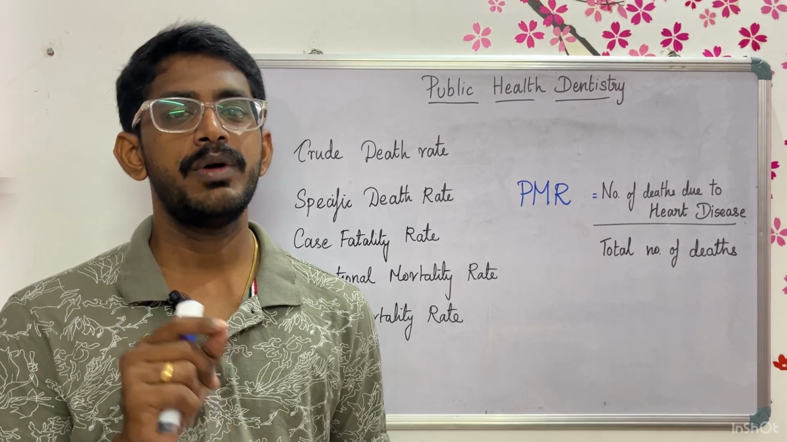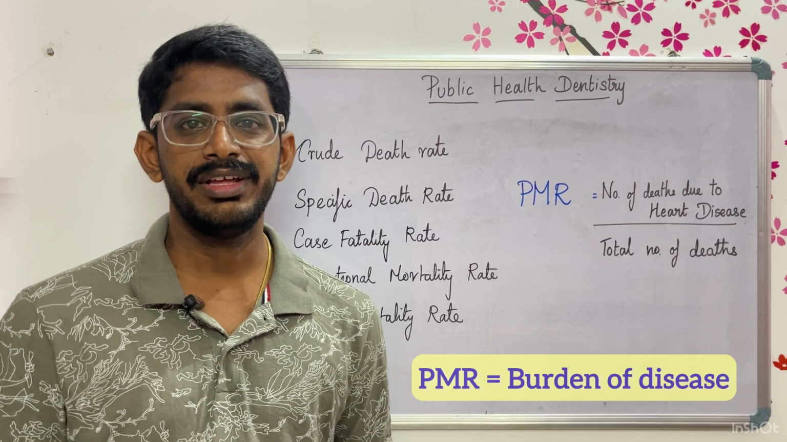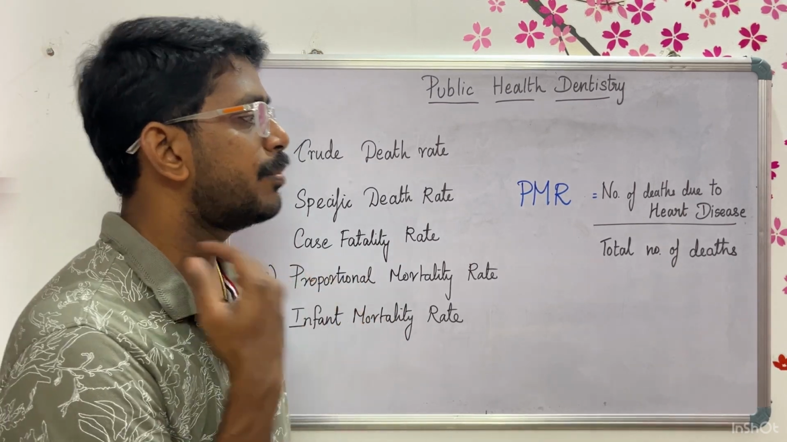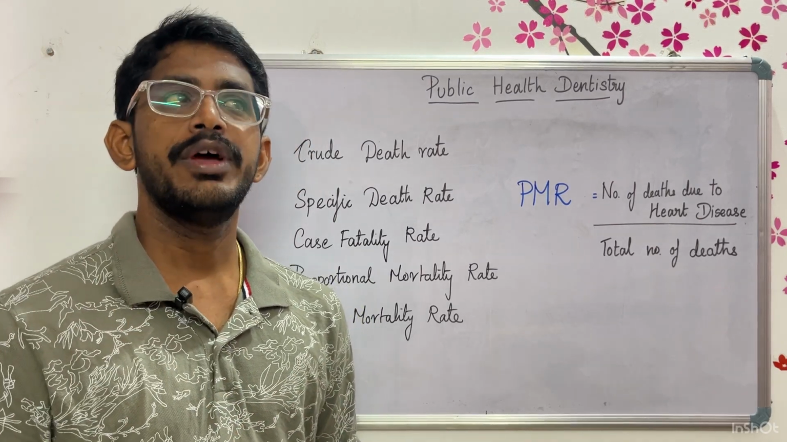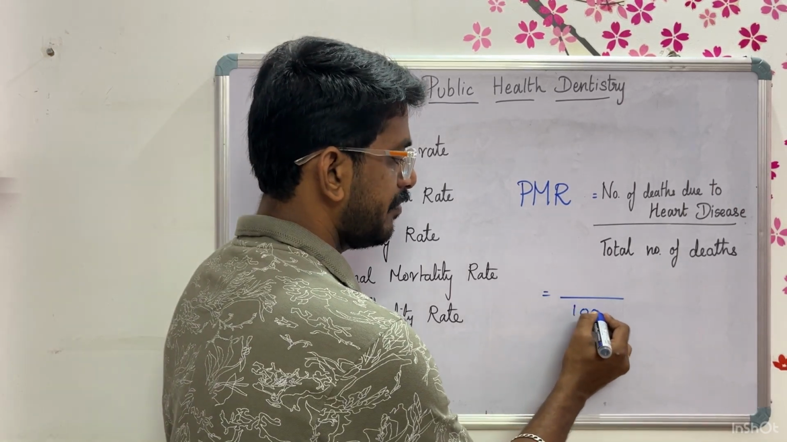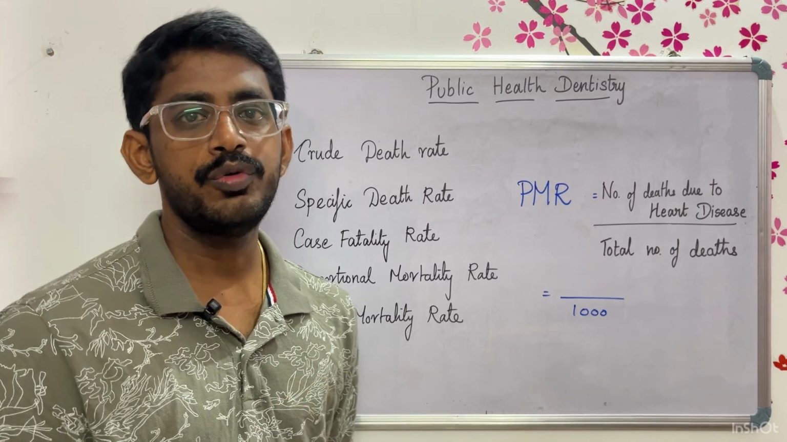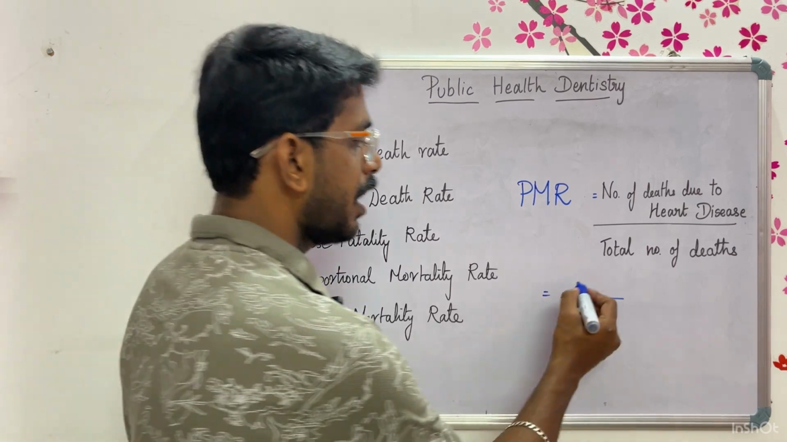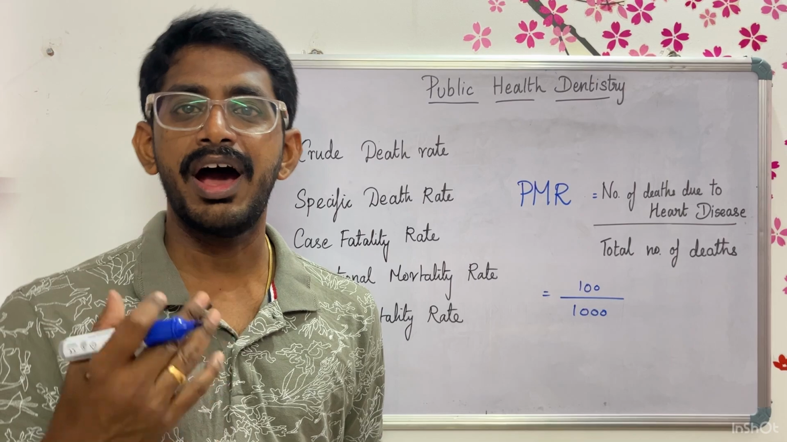So the key thing to understand in proportional mortality is it describes the burden of the disease in a community. This is the keyword. Okay, so let's see the formula. The numerator goes like this: number of deaths due to heart disease divided by total number of deaths. So imagine, in a country in the previous year, 1,000 people have died. Okay, just an imaginary situation. 1,000 people have died due to all the causes combined together. Out of this 1,000 deaths, 100 deaths were due to heart attack alone, or MI, or heart disease alone.